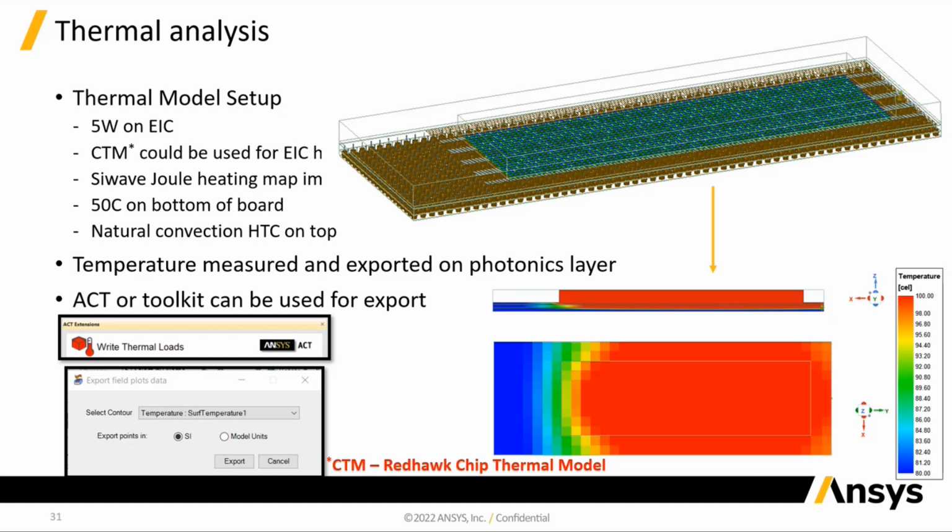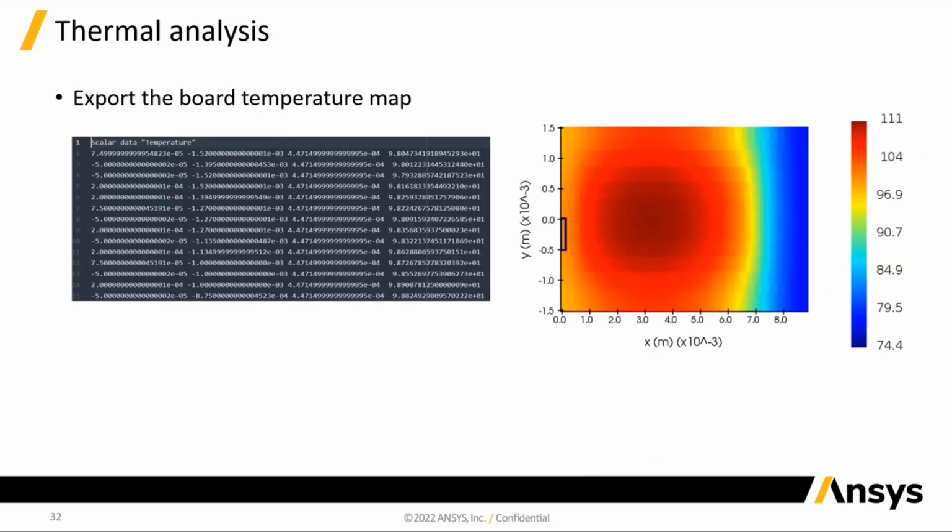We set the bottom of the board to 50 degrees, and there will be a heat transfer coefficient set up on the top to generate the mesh. The corresponding temperature information will be exported by the ACD toolkit. Yes, the file will be on the next page. Please turn to the next page.